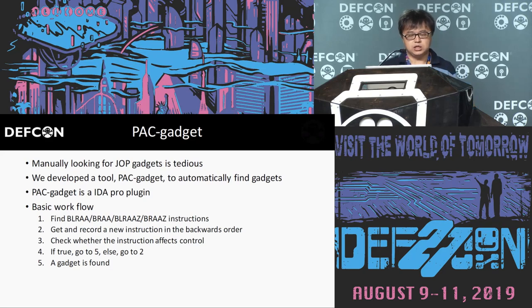The basic workflow of PAC-gadget is as follows. We first find the BRAA, BRAAZ, and similar instructions in the binaries. And then we record a new instruction in the backwards order, and we check whether the instruction will affect the control. If it is true, we go to the final step. If it's not true, we get a new instruction in the backwards order. So in this way, we can get a code sequence which ends with those BRAA instructions, and this code sequence can be used in our JOP gadget.